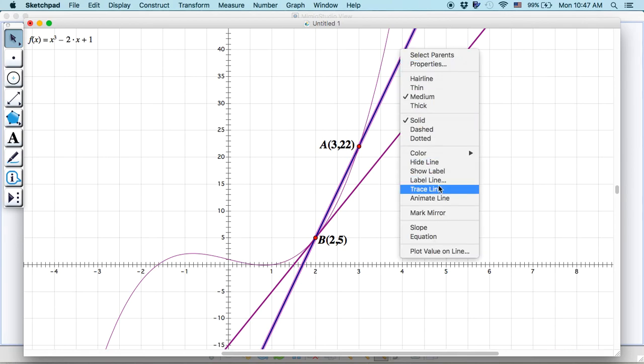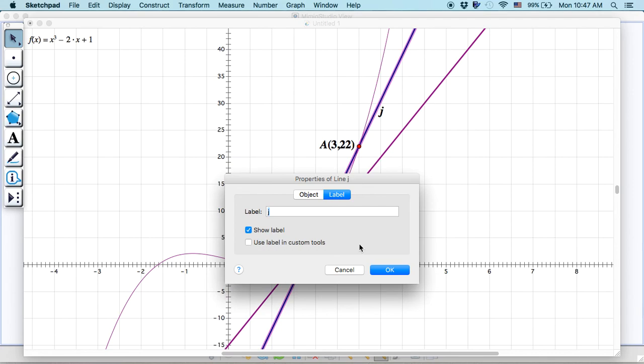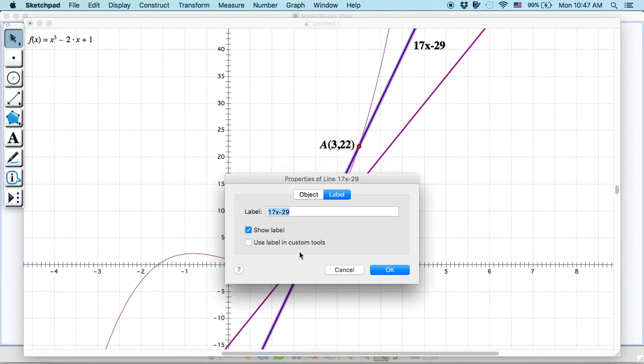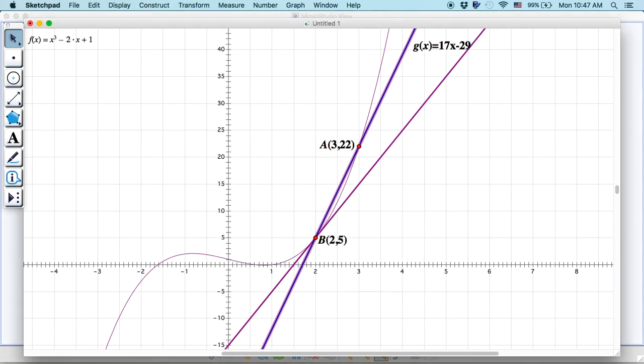So let's label that: that is 17x minus 29. That's the equation of it. Let's just put g of x equals that. Okay, so how about this tangent line?